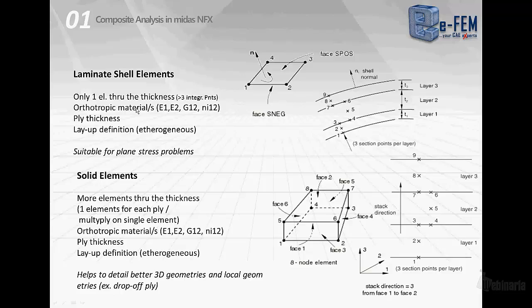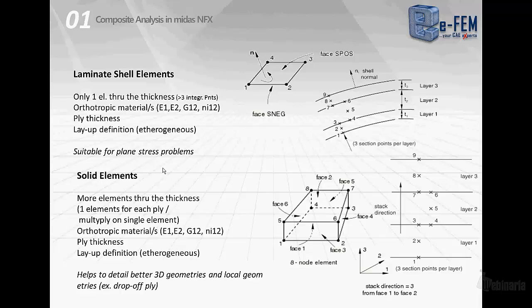Laminate elements are commonly used for the generic analysis of a composite structure, and they are really good for plane stress problems. Then we have solid elements. In the case of solid elements, we can have more than one element through the thickness, and we can use them to better describe 3D geometries, or for example the drop of ply situation. In this case we can also describe one single lamina of the laminate with a single element to have a better description, or also more.